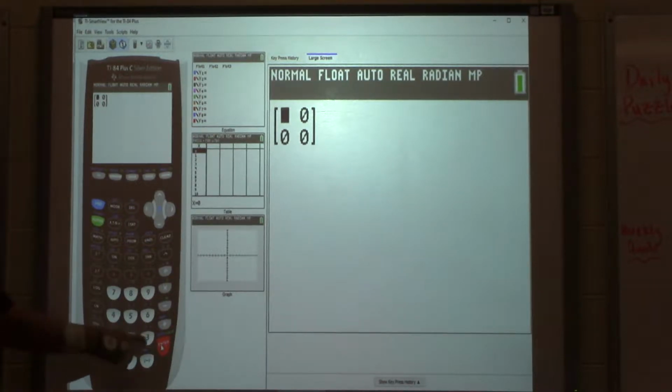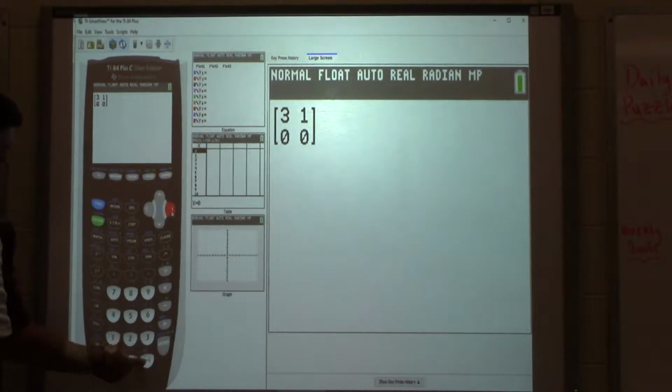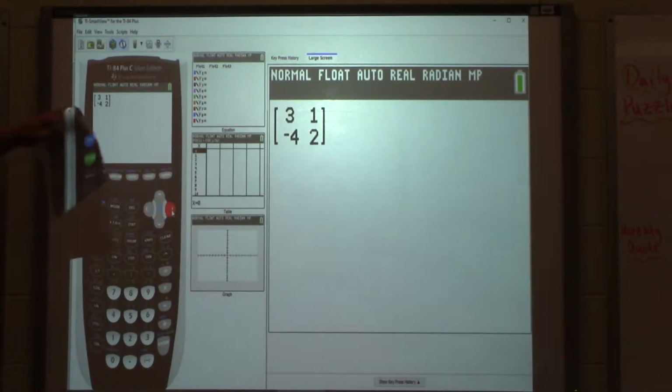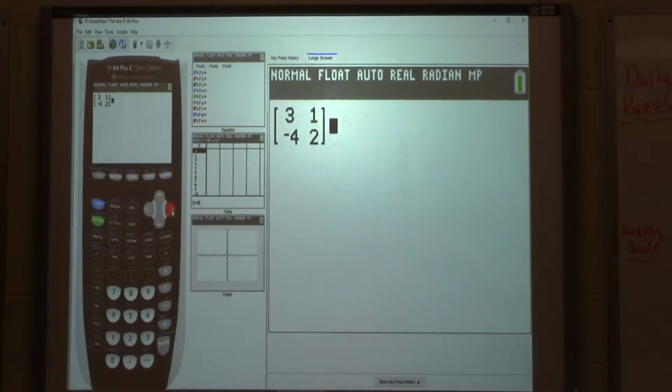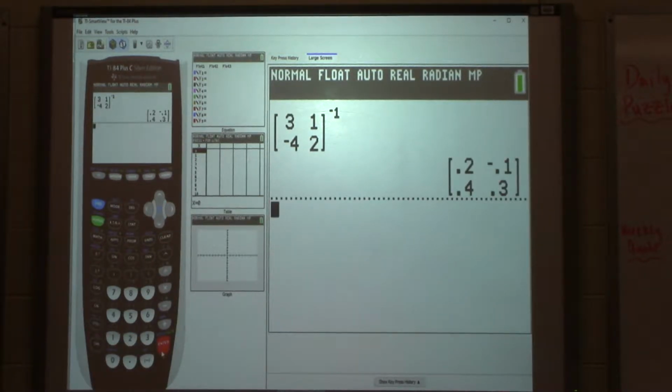Alright, so we want 3, 1, negative 4, 2. Do we all have it on our screen? If you put it into matrix A or B or C, did you pull it out already? Good. Alright, so what I want you to do then, we're going to take the inverse of this. To do that, you're going to hit the X to the negative 1 button and hit enter. And that's your inverse.